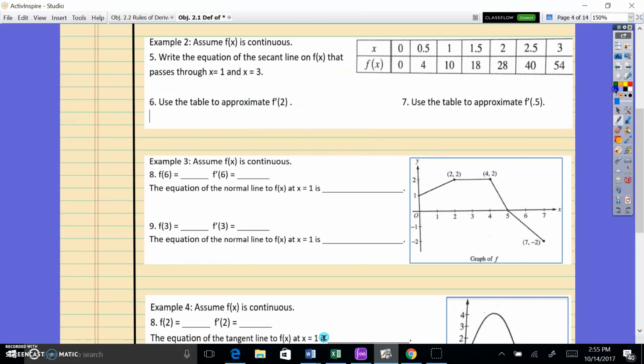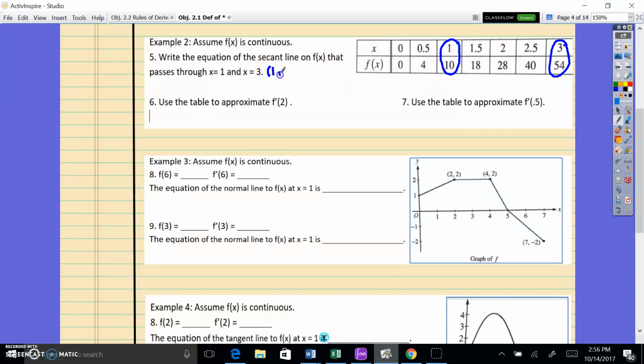All right, so for the next question, it says again to assume f of x is continuous, and here's my table of values. It says write the equation of a secant line on f of x that passes through 1 and 3. Well, a secant line means it touches in 2 points. First at x equals 1, and next at x equals 3. Well, I don't need a derivative here. I actually need to find the slope.